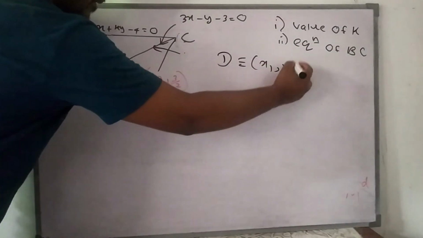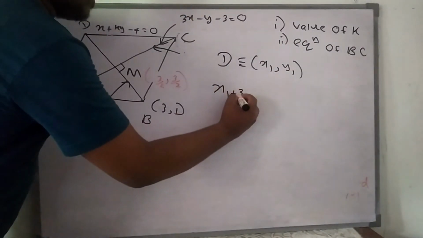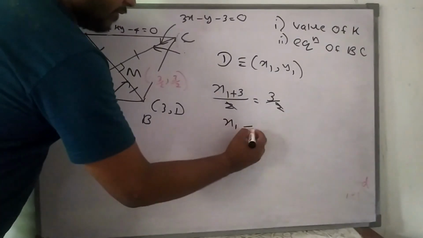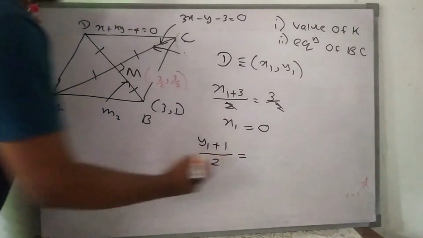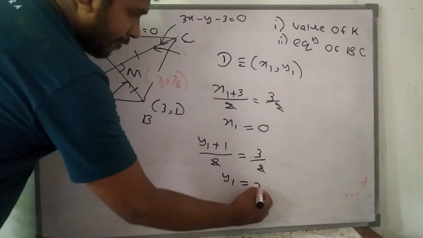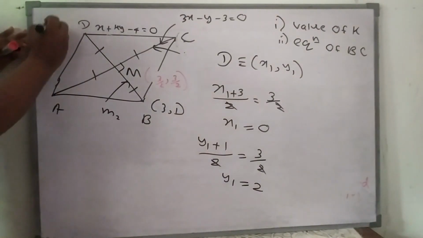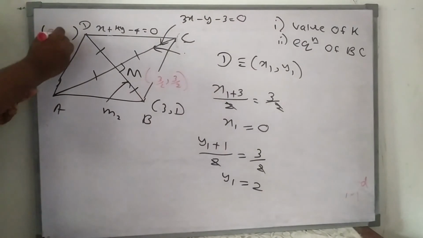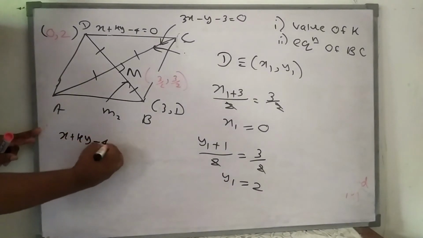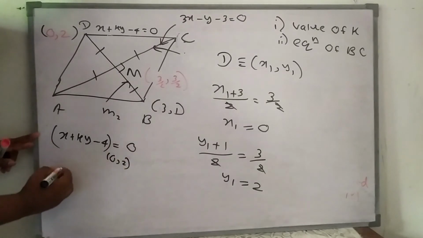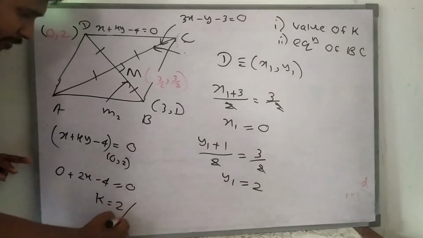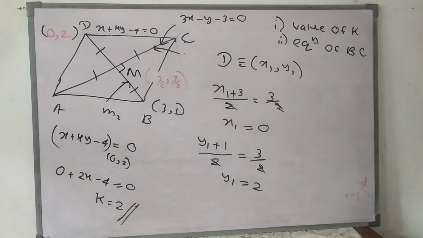So D as x1 and y1. x1 plus 3 divided by 2 equal 3 by 2, because these all will be equal now. x1 becomes 0. So k equals 2.